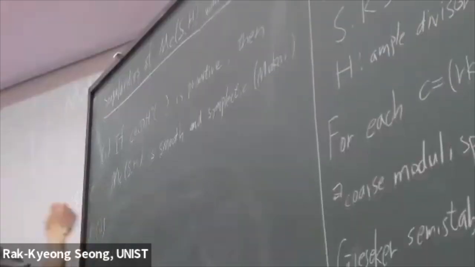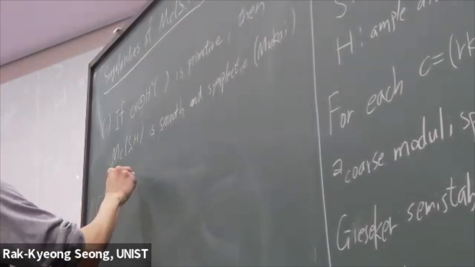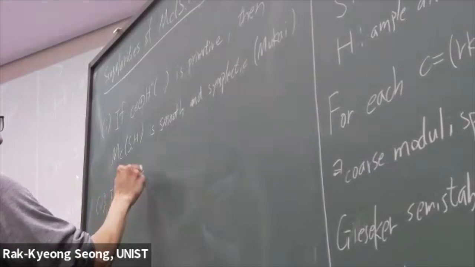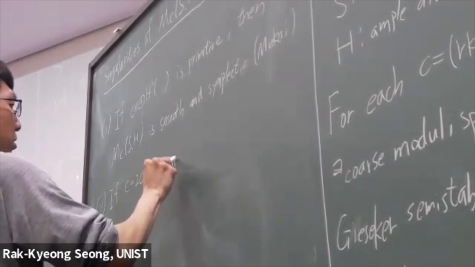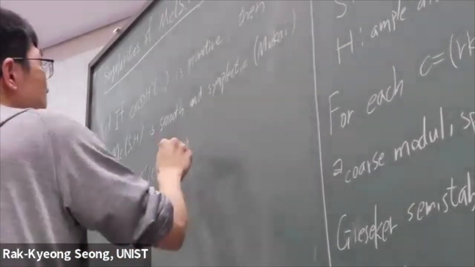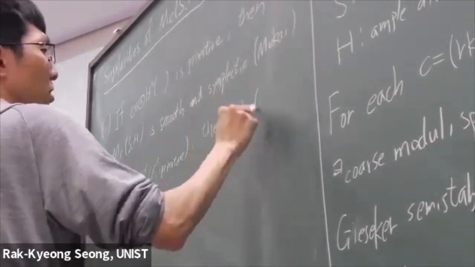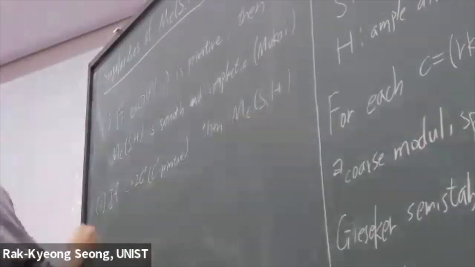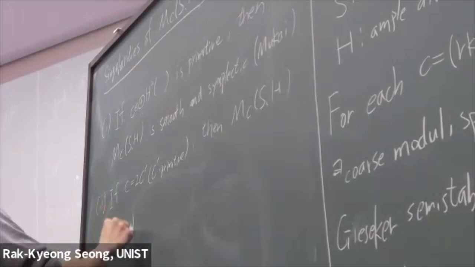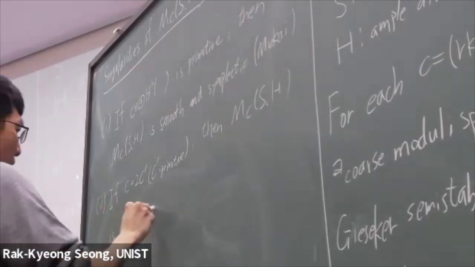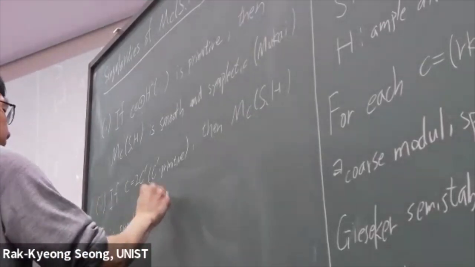In the second case, if C is twice of some primitive element, C prime, then in this case, the moduli space is singular. In fact, it has a symplectic singularity, but this has a symplectic resolution.